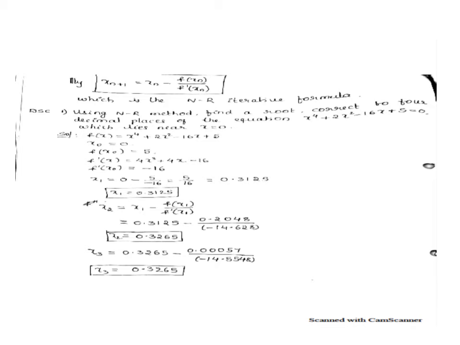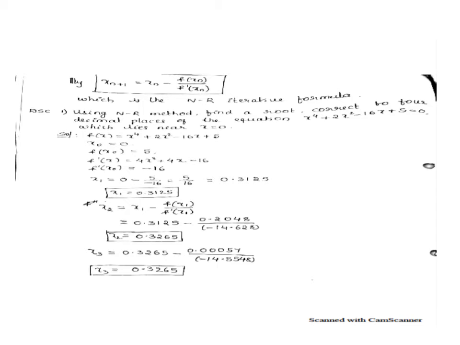where we are getting the value correct only up to one decimal place, 0.3, so we have to go for one more iteration. Now we can go for the next iteration x3, and in x3 we are going to use the value of x2. So again here also we find the value of the function at 0.3265, and also the f dash value at 0.3265, and then substitute in the formula.